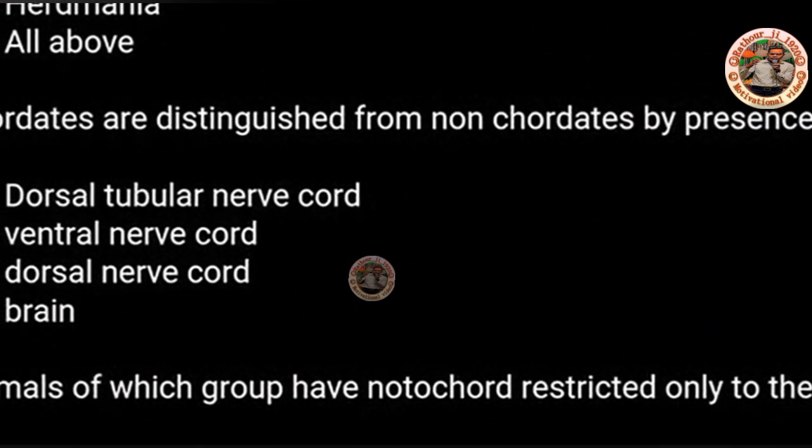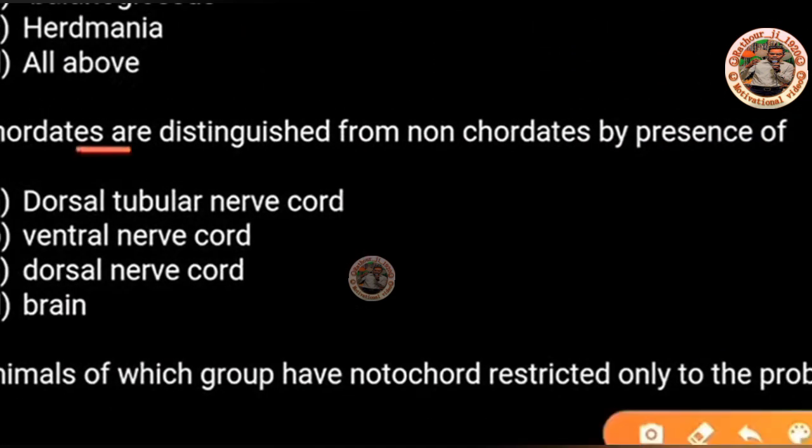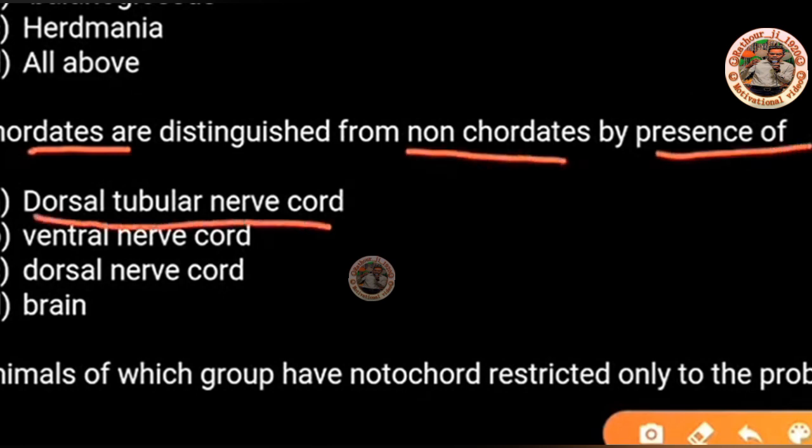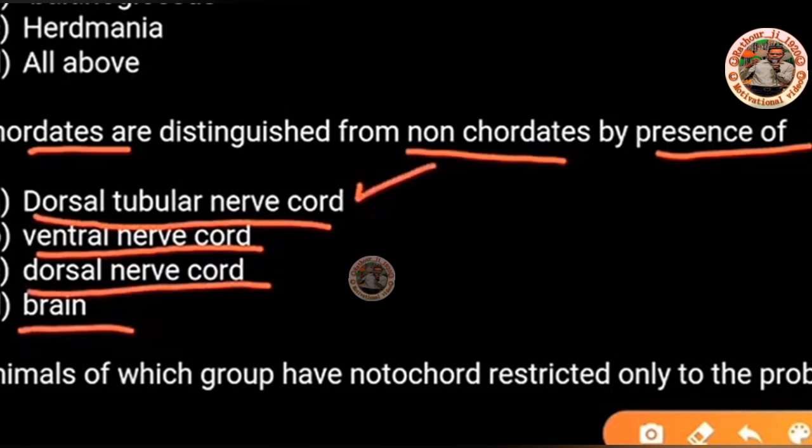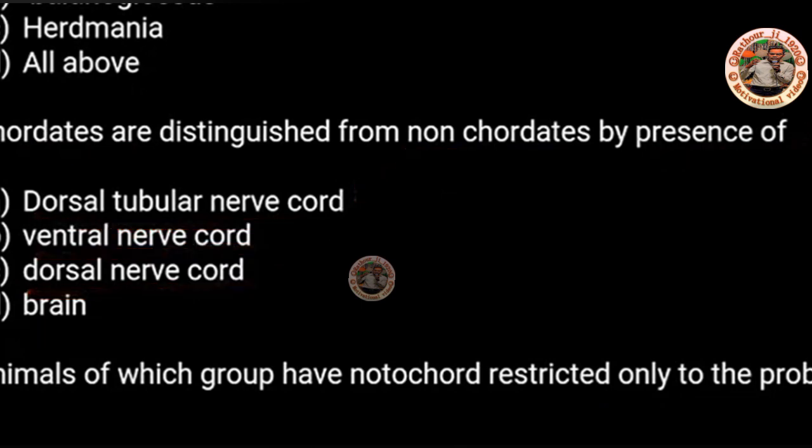Question 17. Chordates are distinguished from non-chordates by the presence of which character? Option A, dorsal tubular nerve cord. Option B, ventral nerve cord. Option C, dorsal nerve cord. Option D, brain. So the correct answer is option A. Chordates contain dorsal tubular nerve cord while the non-chordates contain ventral nerve cord. So correct answer is option A.